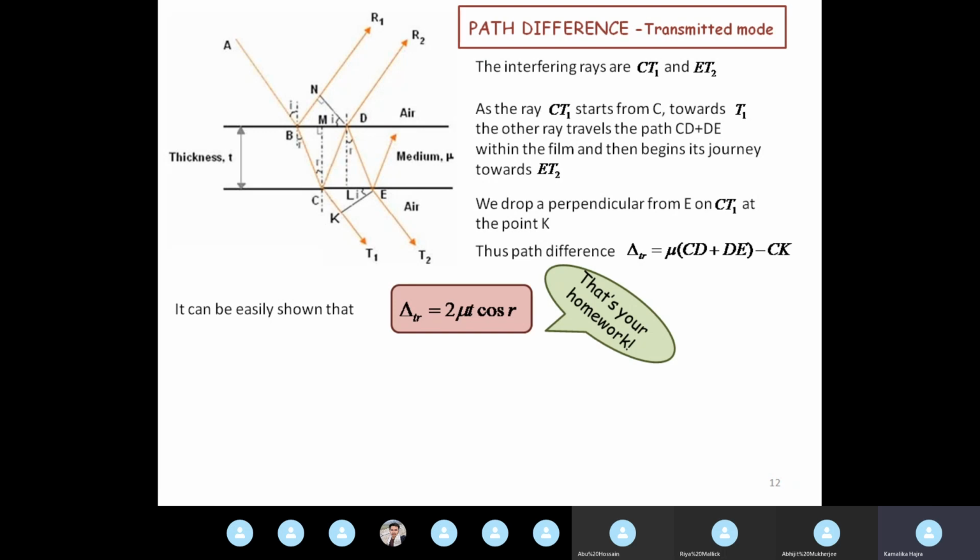So there's no point in practicing only the reflected mode and leaving aside the transmitted mode. So please do this working out. That's your assignment. All right.